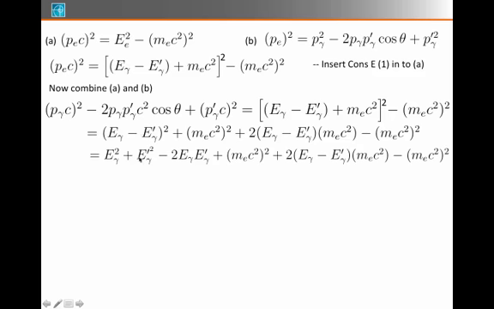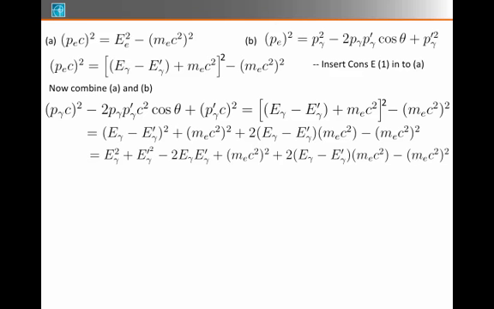And then we get the sum of the two energies, the sum of the energies squared, the incoming and the outgoing, minus 2 times their product. There's the electron mass squared again, plus 2 times E minus E prime times the mass of the electron times c squared again.